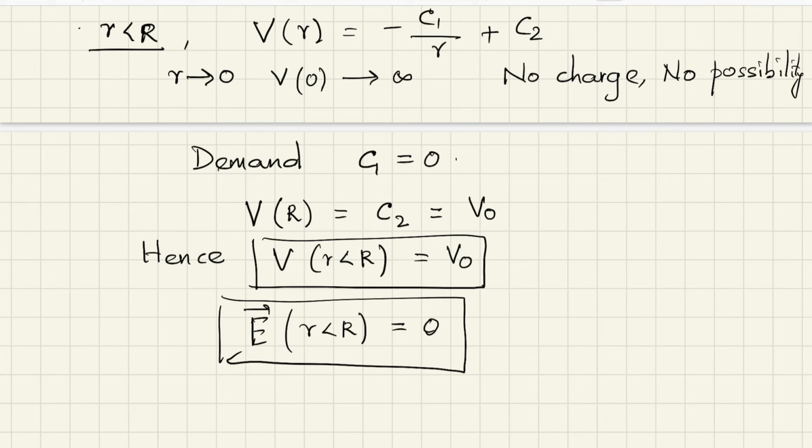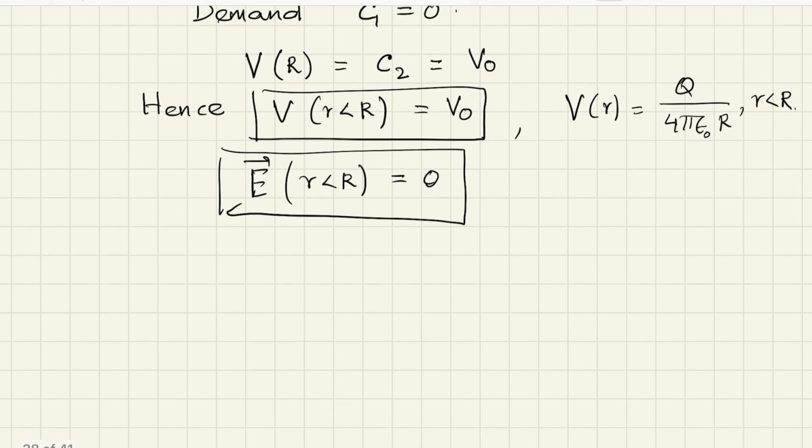Okay, and so we can say that V of R for R less than A is indeed Q by 4 pi epsilon naught A, that was V naught, we had said that. So notice the nature of the solution again.